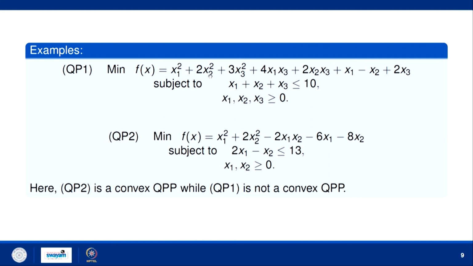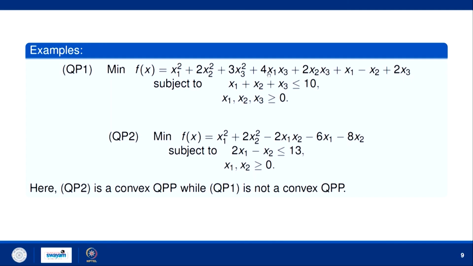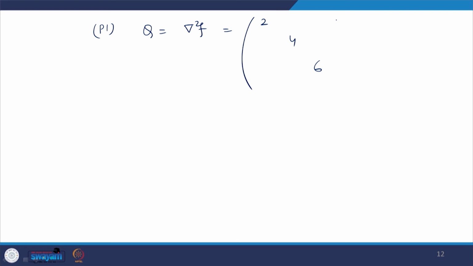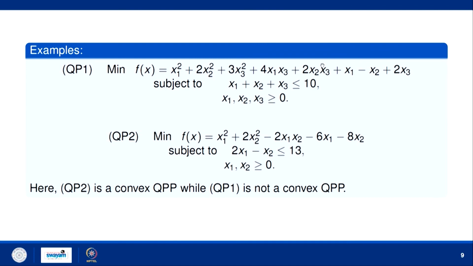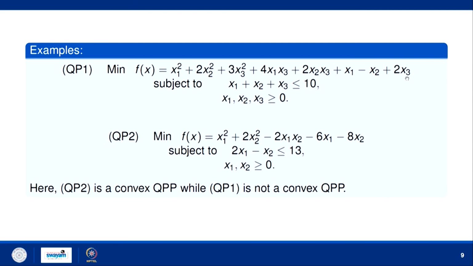So, what is the Hessian matrix here? Diagonal elements will be 2, 4, 6, and it is 4 x 1 x 3, so 4 will come here, 4 will come here. Then it is 2 x 2 x 3, so 2 will come here, 2 will come here, and this is 0. x 1 x 2 is 0, okay, because the other part is linear. So, the Hessian will be 0 there, and from x 1 x 3 and x 2 x 3 only these terms will be there.